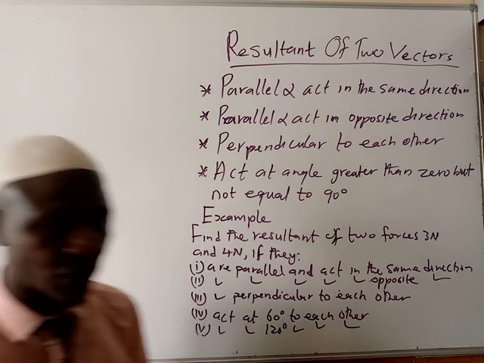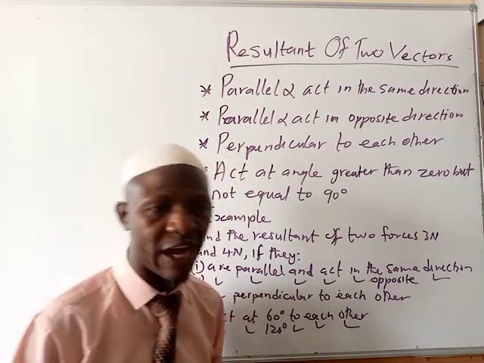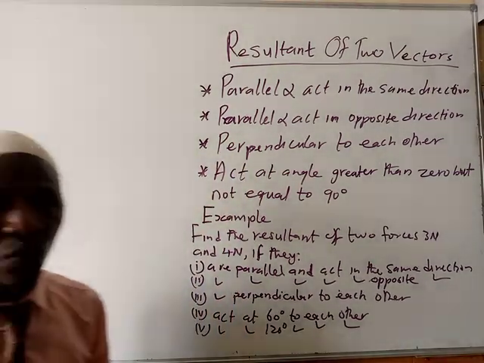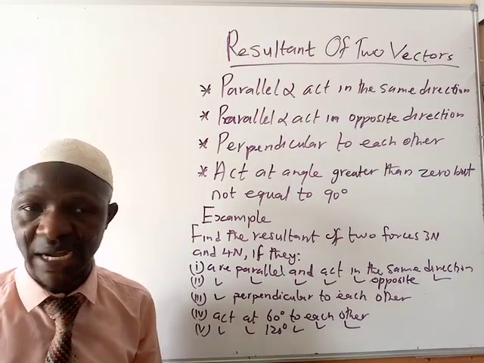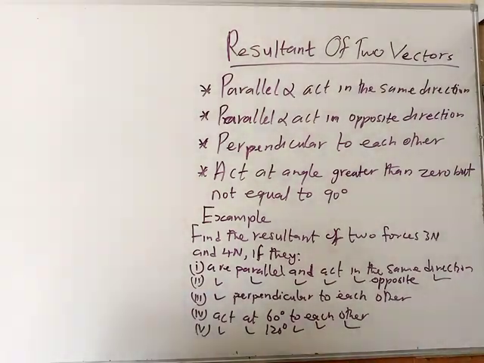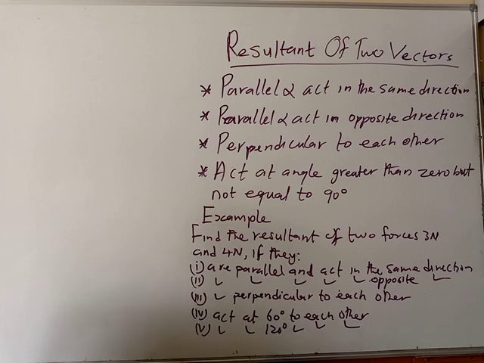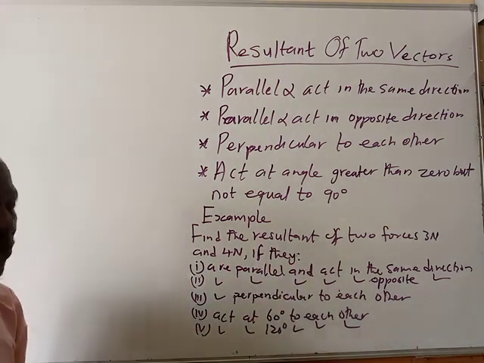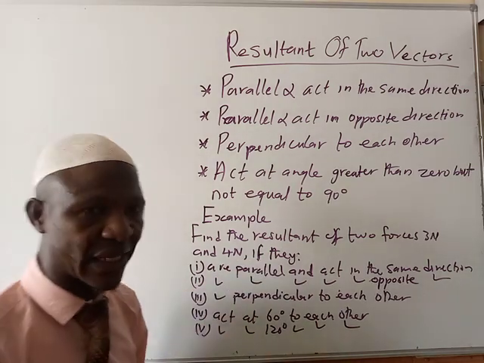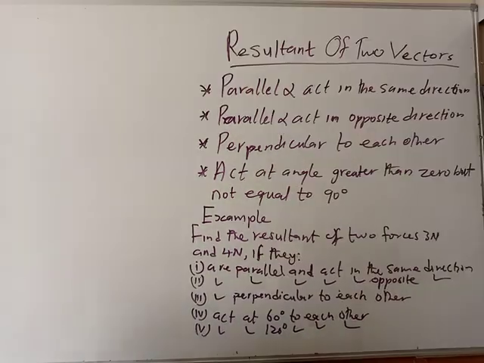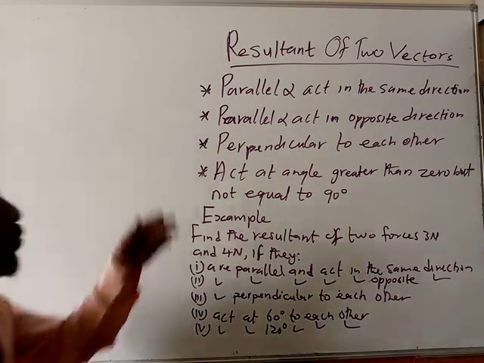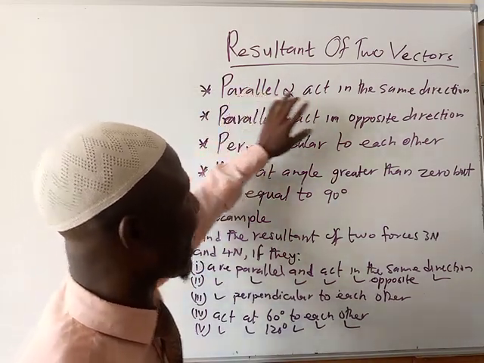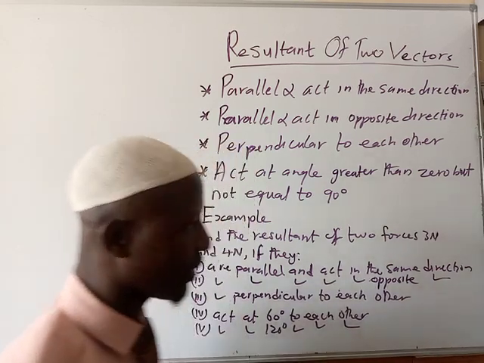When you have two factors on an object, or let's say we have two forces acting on an object, how are you going to find the resultant of those two factors? Like I said in our previous video, it depends on the magnitude of the forces as well as the angle between them, that is the direction. Let's start with when you have two vectors or two forces parallel and act in the same direction.